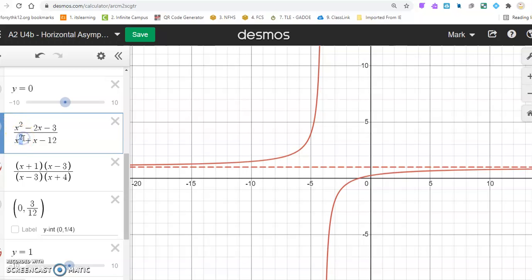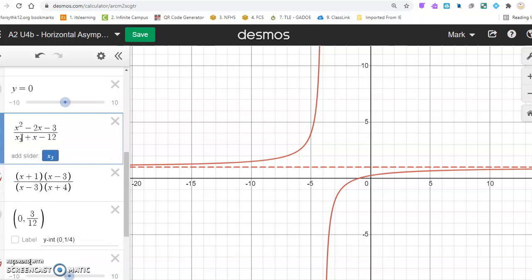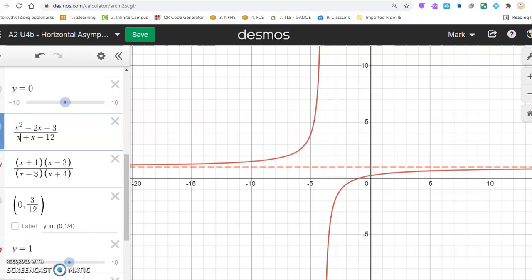If it was bottom heavy, like to the third power, then that asymptote would drop down to y equals 0. Oops, I didn't put that in the right place. But anyway, I'm going to leave it at that before I mess up any further.